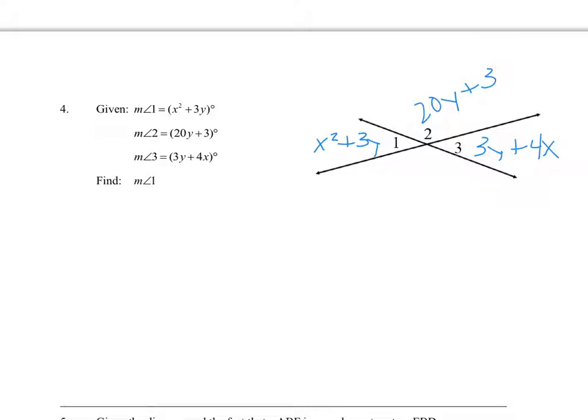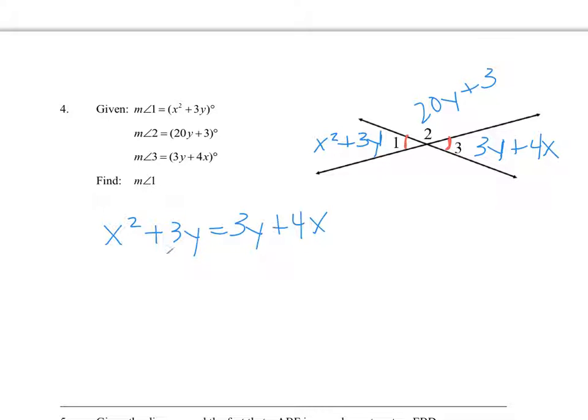Okay, well, we've got a couple things going on here because I see an x squared, but I also see an x and a y. So it's kind of like a system with a quadratic mixed in, but we really need to take a look at what information we know and go from there. If you notice here, angles 1 and 3 are actually vertical angles. And if you remember, vertical angles are always congruent. So that means that x squared plus 3y must equal 3y plus 4x.